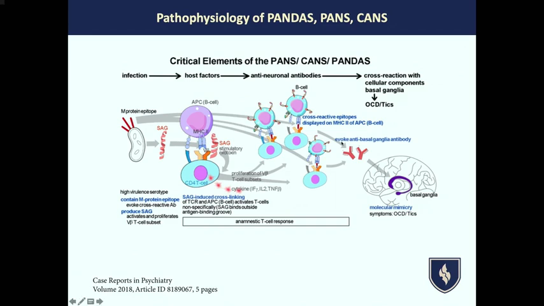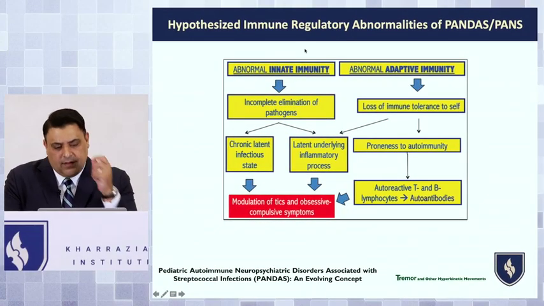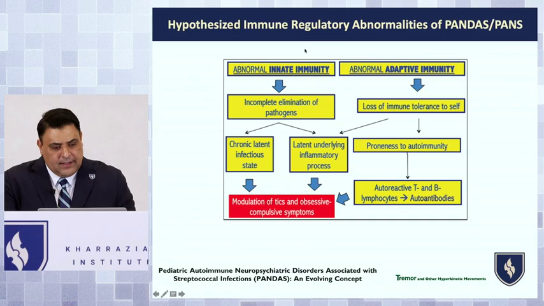So here you see an infection. And then with the infection and your host factors, neural antibodies are produced. Those neural antibodies then cross into the brain. They cross-react with the basal ganglia, and they develop symptoms of OCD and tics. And it's that cross-reactive pattern. And here you can see some of the hypotheses that are happening.